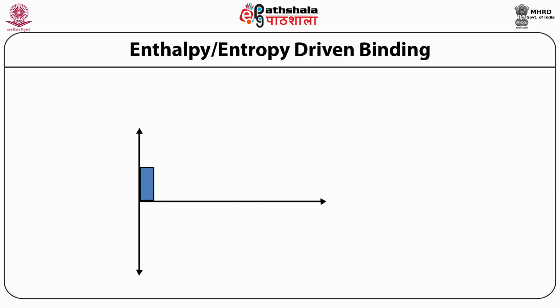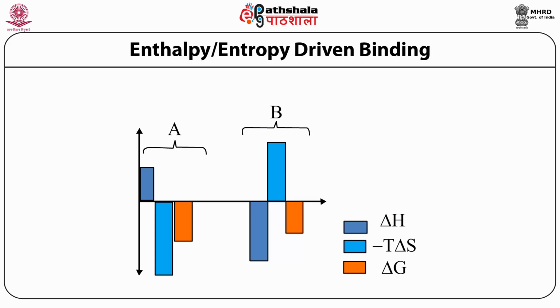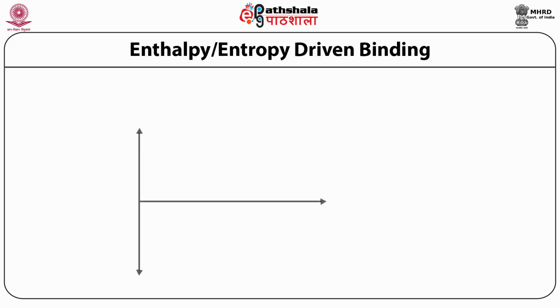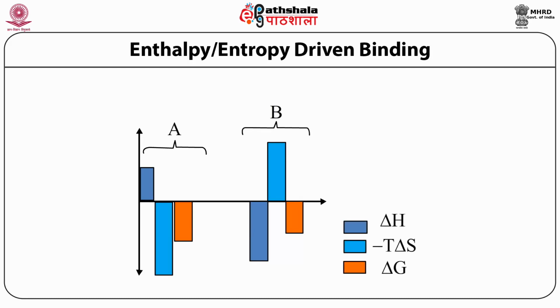When delta G is negative due to the entropy component, which is your scheme A, you can see in scheme A delta H is positive. So delta G is negative because minus T delta S is more negative compared to delta H. So it is the entropic component which makes delta G negative. And that's why this scheme A is basically for an entropy driven process.